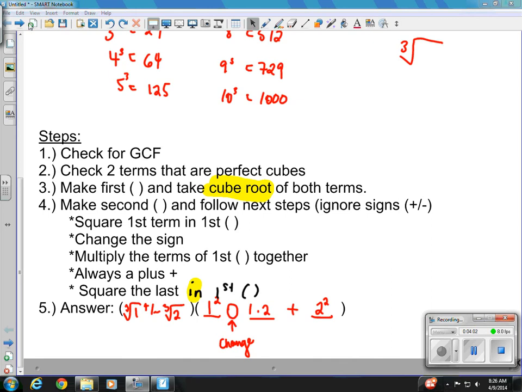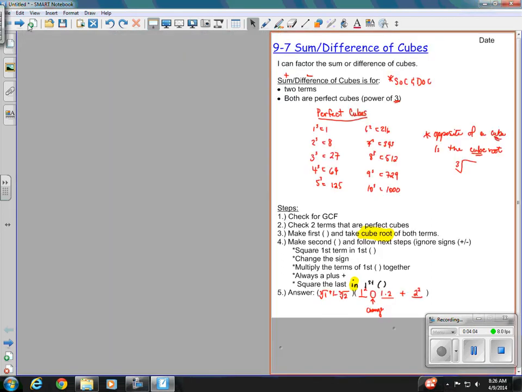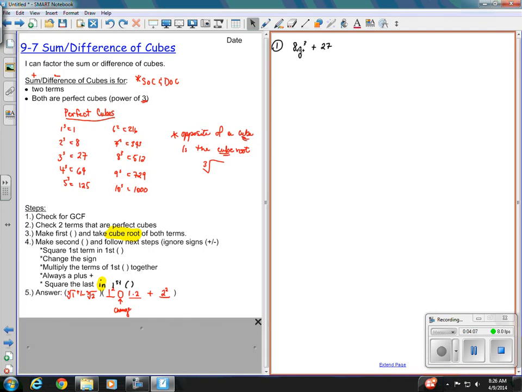So let's see our first example. We'll do this number so we can still see our steps. Example 1, we have 8y to the third plus 27. So 8y cubed plus 27. Step 1 says check for GCF. We see 8. Can 8 go into 27 evenly? No. Our factors of 8 would be 4, and 4 can't go into 27, and 2, and 2 can't go into 27. They don't have any variables in common, so no GCF.